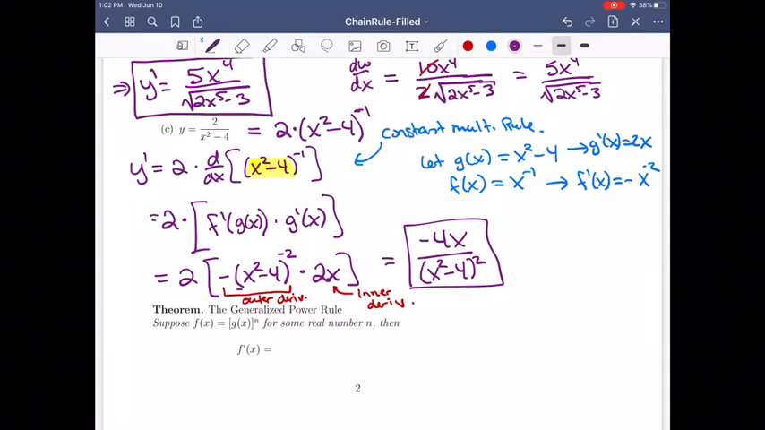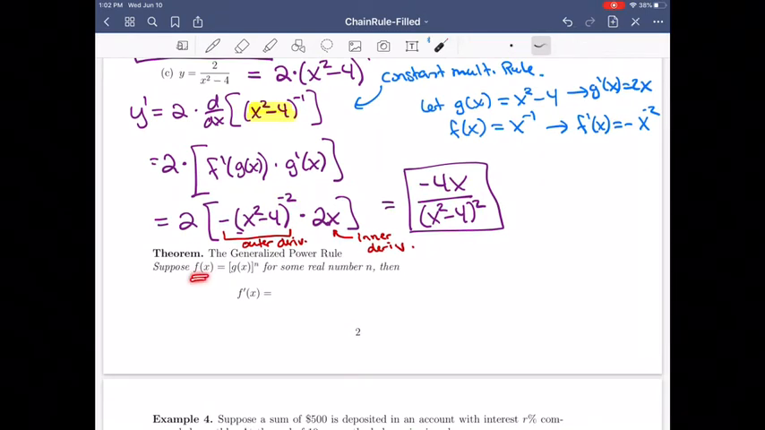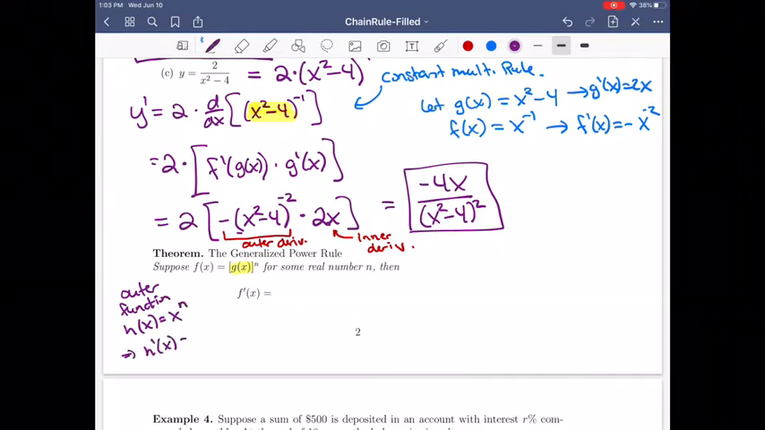So here, if you have a function f of x that's some other function g of x to the power n, that means this g of x is my inside function. But my outside function, I'm going to call h of x, is going to be x to the n. Okay, so then I know h prime of x is n times x to the n minus 1. So f prime is going to be h prime evaluated at g of x, times g prime of x.